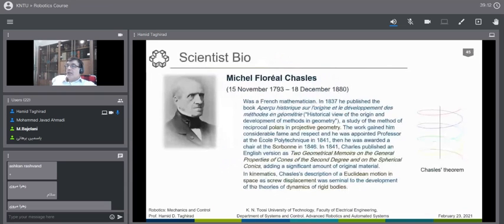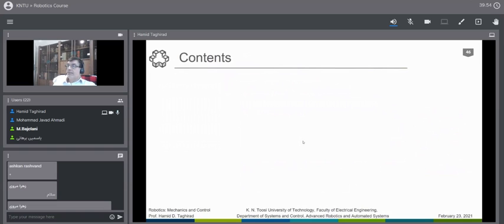Now, a few words about Michel Chasles, who lived from 1793 to 1880. It is after Euler, of course, and as you see, the pictures at that time were quite rigid and with no smile, but now people try to have more smiley pictures. He was working on geometry a lot, and I appreciate his understanding about the motion and how he put this together.